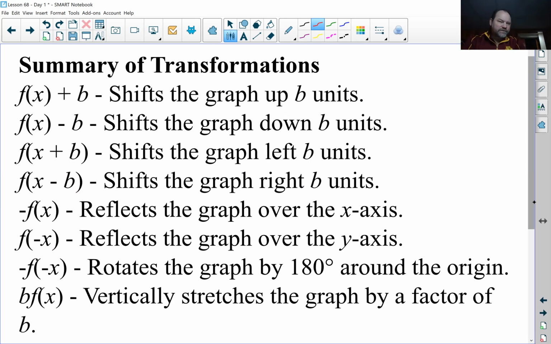Taking the opposite of the function would look something like this. That would be the opposite of 2 to the x. The placement of the negative is important. That's going to reflect over the x-axis. If we did 2 to the opposite of x, that would be a flip over the y-axis. If we combine the two, that would rotate us 180 degrees about the origin.